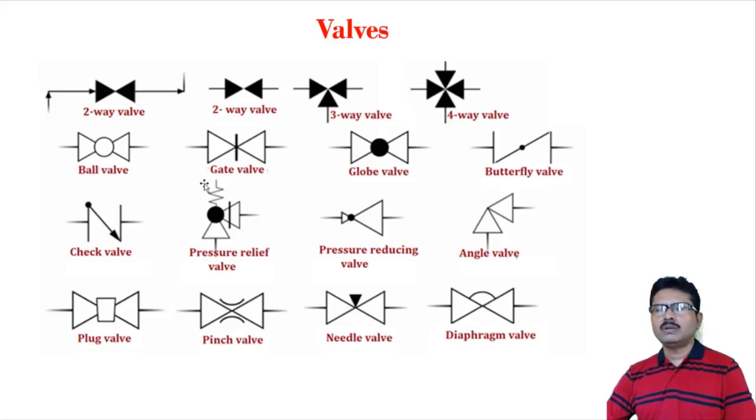This is the symbol of a ball valve. This is the symbol of a gate valve. This is the symbol of a globe valve. This is the symbol of a butterfly valve. This is a check valve, pressure relief valve. This is a pressure reducing valve. This is an angle valve, plug valve, pinch valve, needle valve, diaphragm valve. We will study the different functions of different valves later.